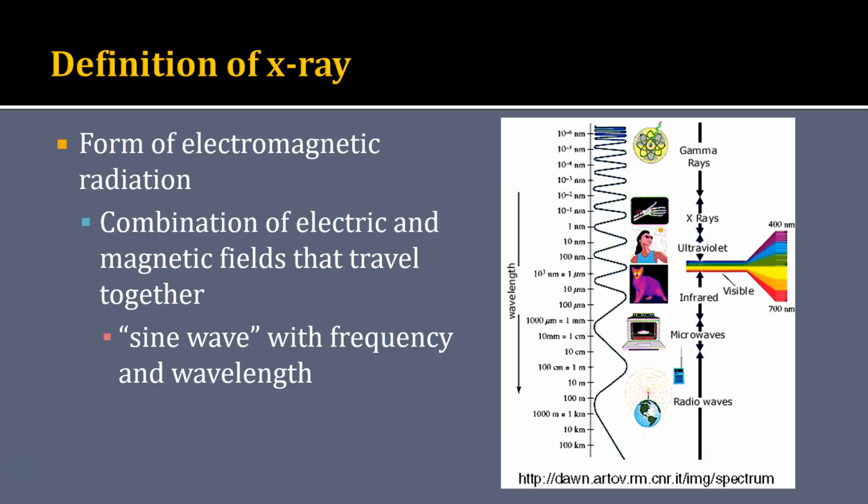Let's start by defining an X-ray. An X-ray is a form of electromagnetic radiation, which is a combination of electric and magnetic fields that travel together in the form of a sine wave and have both frequency and wavelength. The image on the right shows the electromagnetic spectrum, and you can see that X-rays have a higher frequency and a shorter wavelength than visible light and ultraviolet radiation.